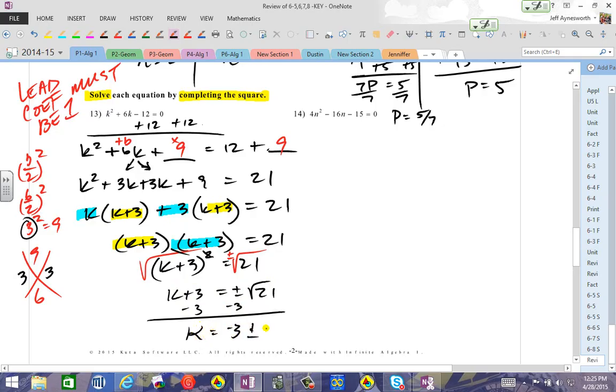Negative 3 plus root 21. And then it also means negative 3 minus root 21. Okay.